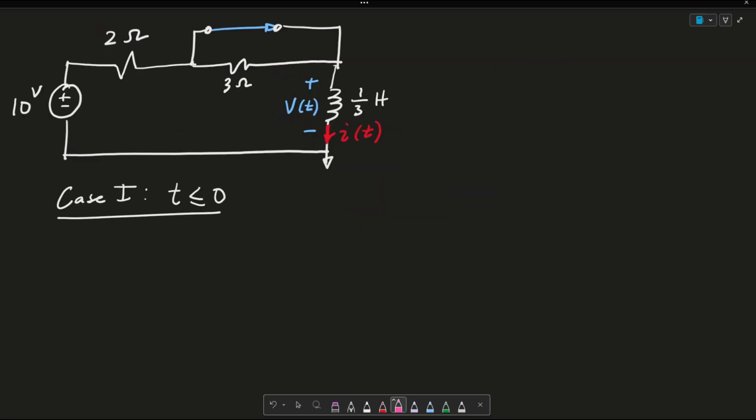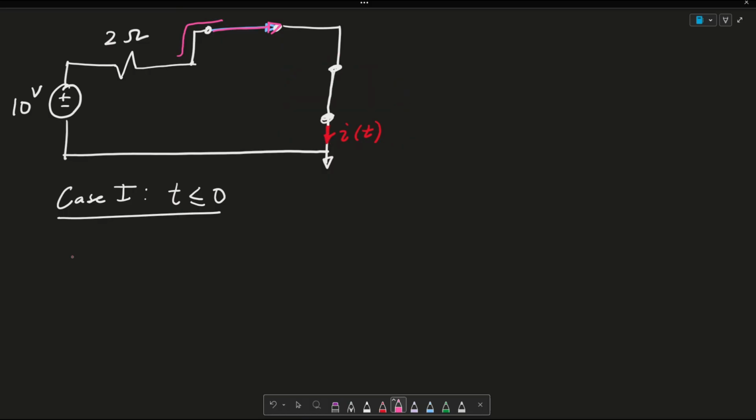To begin solving this problem, we have to take the first case, which is case 1, where t is less than or equal to 0. As you can notice, my switch here is closed. That means my current is going to flow through this short wire and not through this 3 ohm resistor, so we can get rid of that. After a long period of time, since it's been in this closed position and my inductor has been charging for a long period of time, we can essentially get rid of it and replace it with a short circuit.